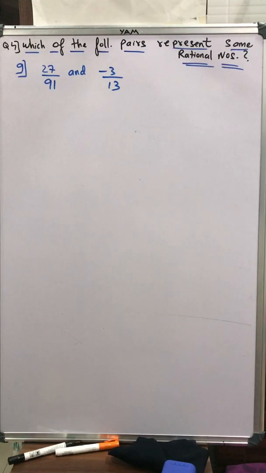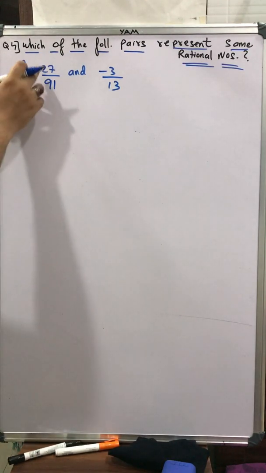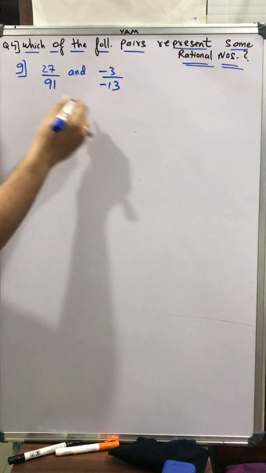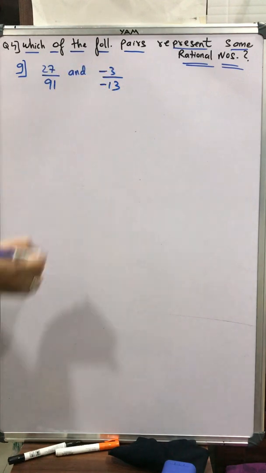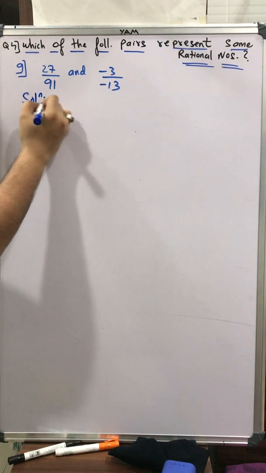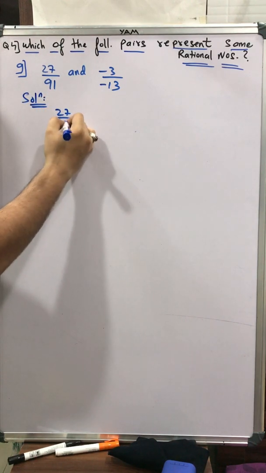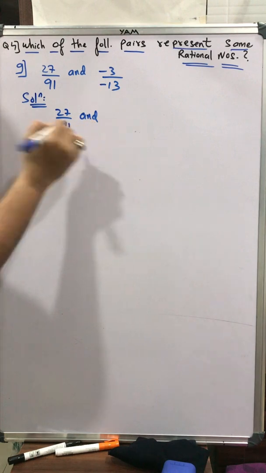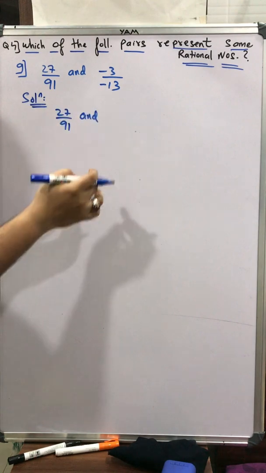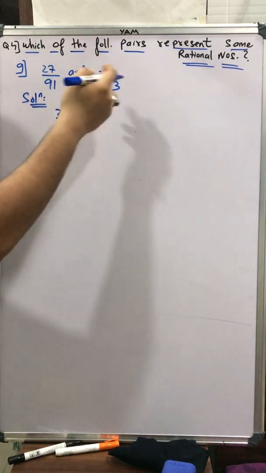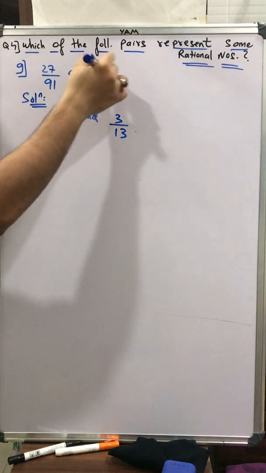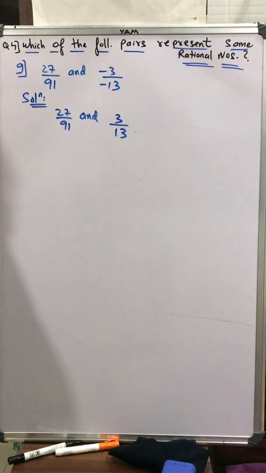Next question on the board students, sub question G, 27 upon 91 and minus 3 upon minus 13. Okay, let's start with the solution part. Solution, 27 upon 91, and now students, it's obvious that I have minus in the numerator as well as the denominator. Can I say students minus minus cancels? Yes, so I can write 3 upon 13.